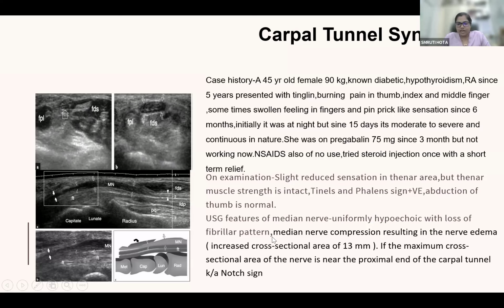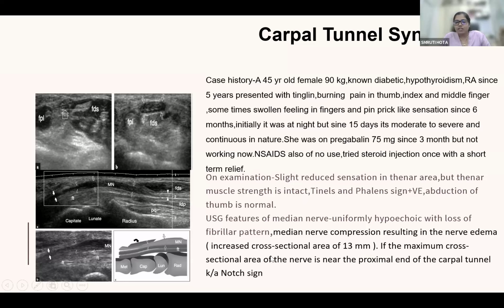And in the ultrasound examination also, there is an edema, increased cross-sectional area of 13 millimeter. So normal thickness of median nerve is less than 10 millimeter. When it is more than 10 millimeter, you will say it's a moderate carpal tunnel syndrome. And if it is more than 15 millimeter, then it is a severe carpal tunnel syndrome. And if the diameter is more, then the symptoms are also accordingly.